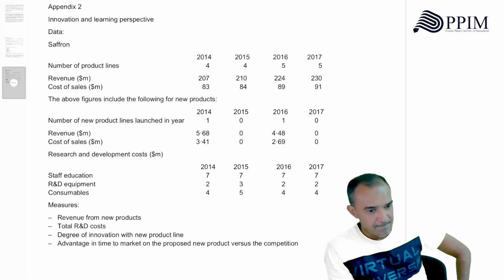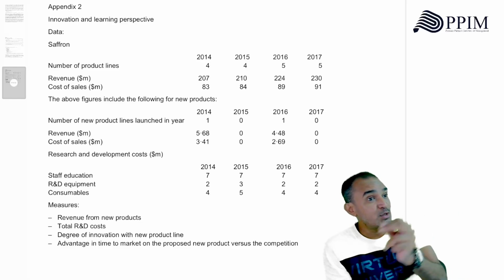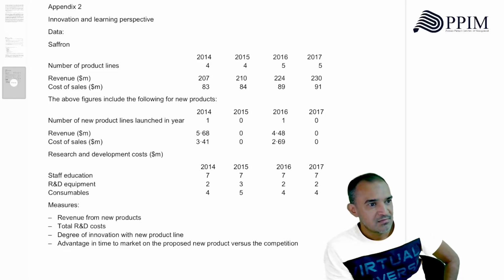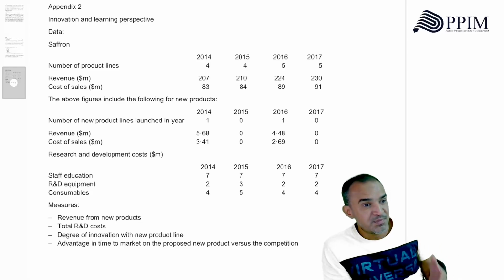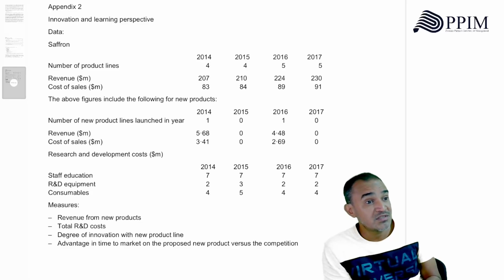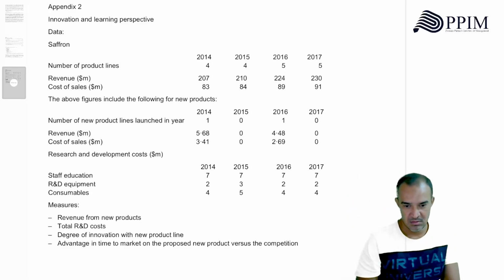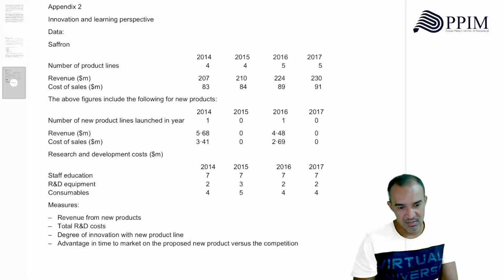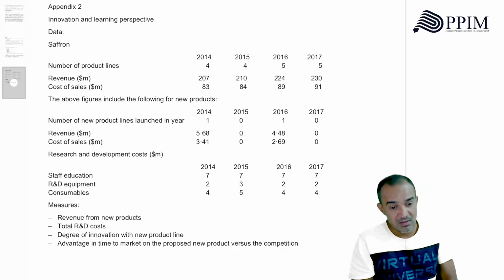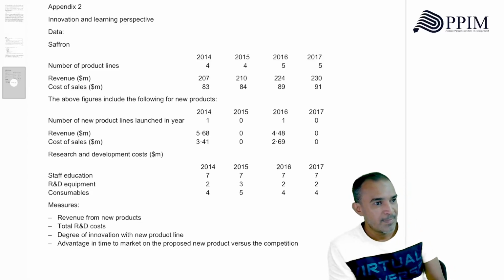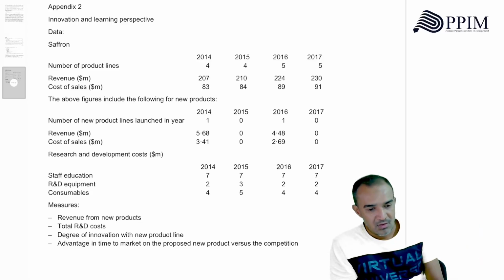Then R&D. R&D related to innovation. R&D can be on many aspects of the organization, right? Research and development. But for innovation, how much did we spend? So that needs to be taken as a percentage. Staff education, R&D of equipment, consumables. Yeah, staff education you can take. That will relate to innovation, right? And upskilling, all that.